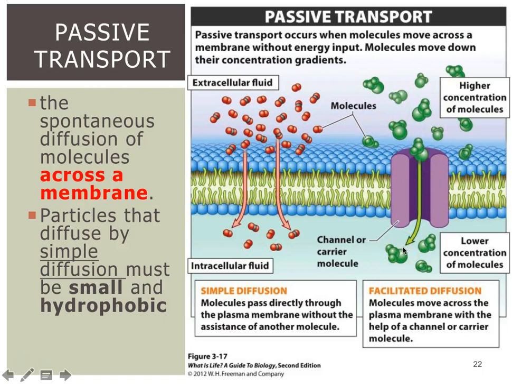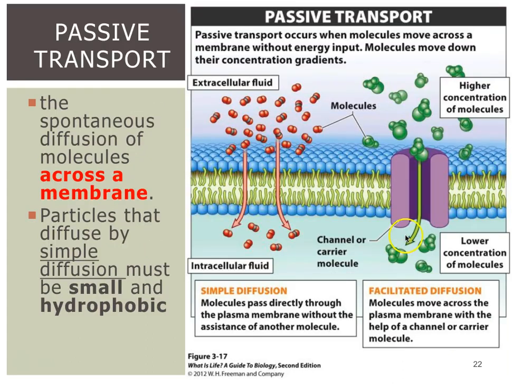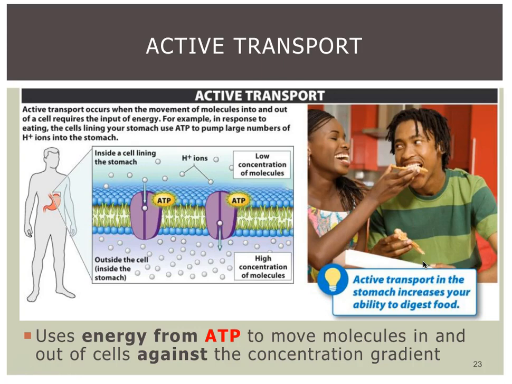And it'll keep doing this until it gets evenly distributed, just like we saw with the dye in this slide here. So high concentration, low concentration, you're going to move down your concentration gradient. And that's true for most things in your cells, but not everything. Sometimes what you really, really need is a high concentration of molecules. And so when you need a high concentration of molecules in a particular area, you're going to fight against the idea of going down your concentration gradient.